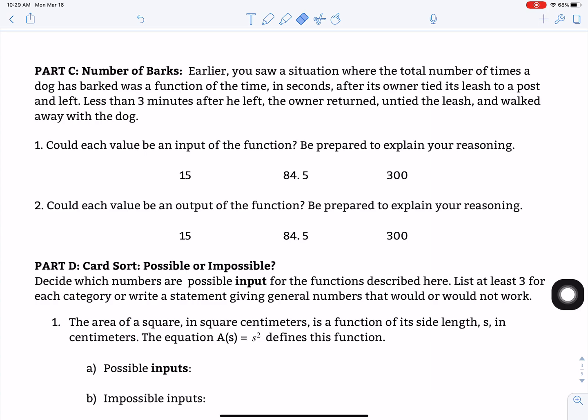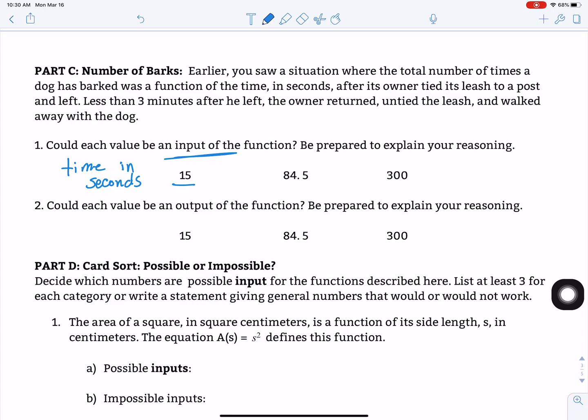So if I'm looking, it says we're talking about number of barks. Earlier, you saw a situation where the total number of times the dog has barked was a function of the time in seconds after its owner tied its leash to a post and left. Less than 3 minutes after he left, the owner returned, untied the leash, and walked away with the dog. So this one asked if it could be an input of the function. An input in this case is going to be time, because our two variables would be time and number of barks, and our independent variable would be time. So this is talking about time, and our time is in seconds. So really what we're looking at is, is this a possible time in 3 minutes?